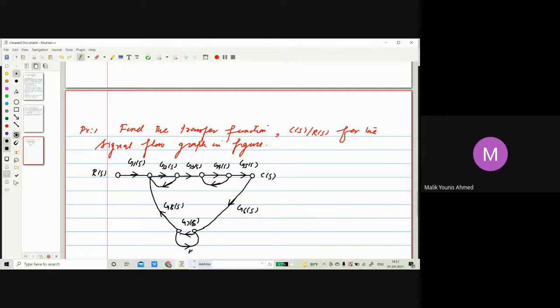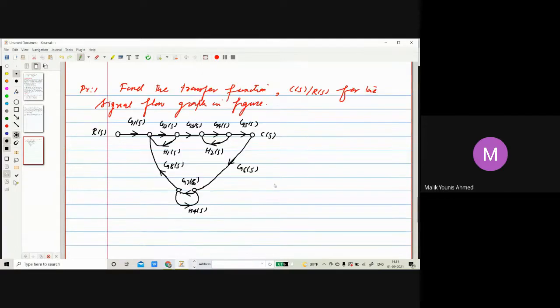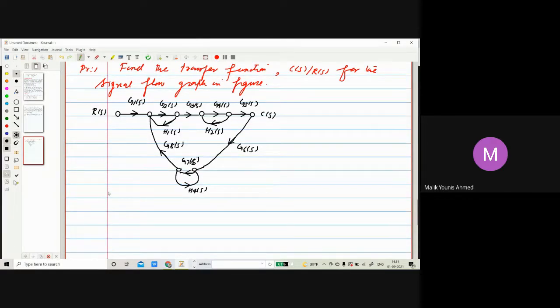This is H4 of S. This is H1 of S. This is H2 of S. Okay, what is H3? Anyway, fine. H3 of S is not there. It's not in the question, so we don't have to write it. I think this is the question. So we'll be looking into the solution of this one.